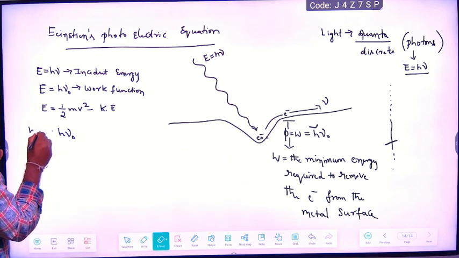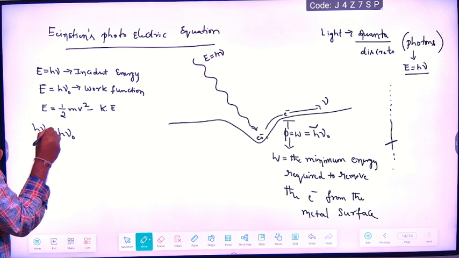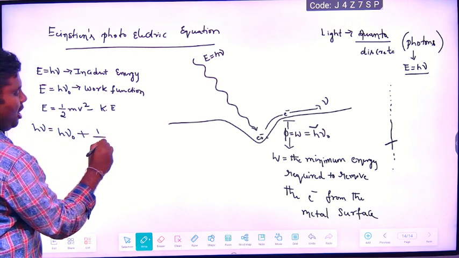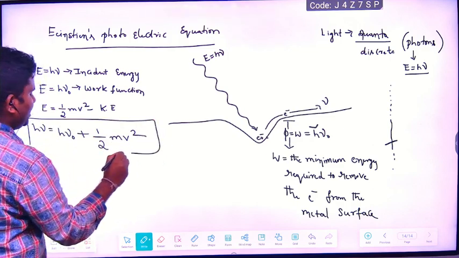h mu is equal to h mu naught plus half mv square. This is the greatest Einstein's photoelectric equation.